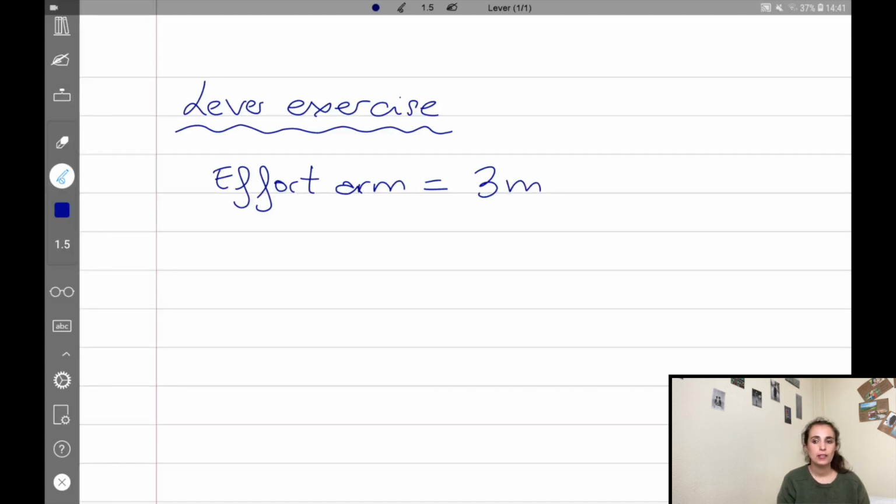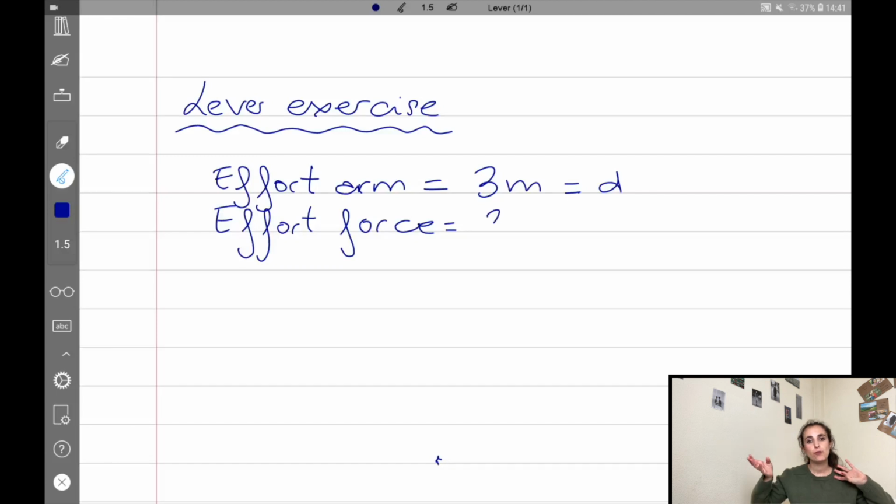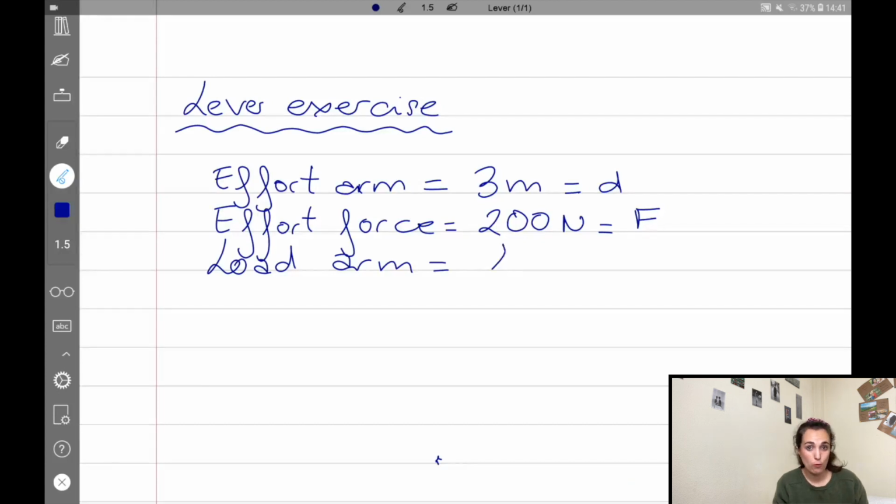Then we have the effort force, that is the F. And forces should always be given in newtons because this is the unit for forces, in case you don't know it. And it's 200 newtons. So now we have all the information for the effort part. Let's see the information for the load part. So we know the length, which is D, for the load arm, and it is 1 meter. And the question is, what is the resistance force? That is the P, okay?